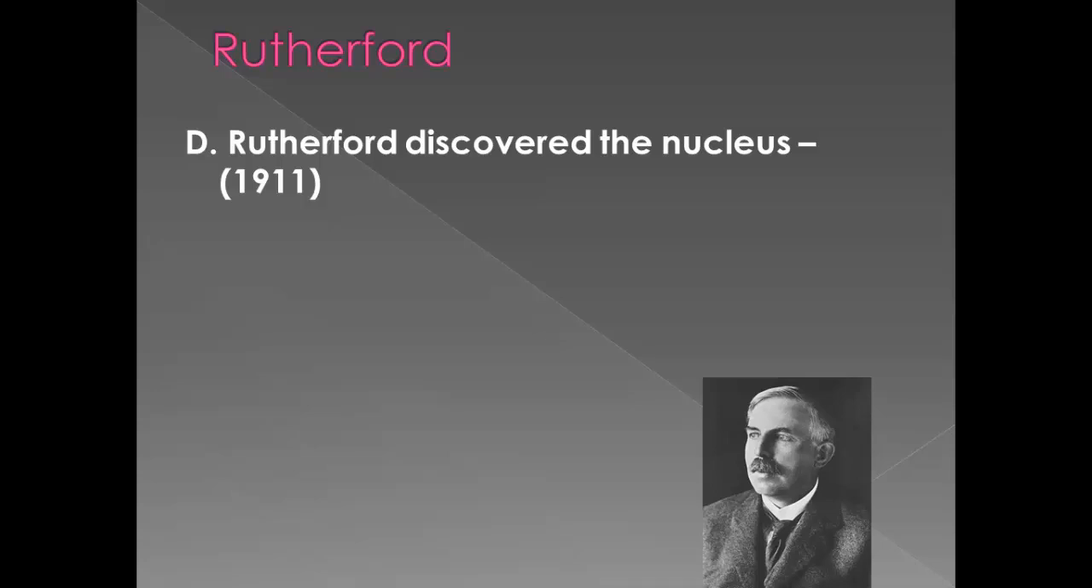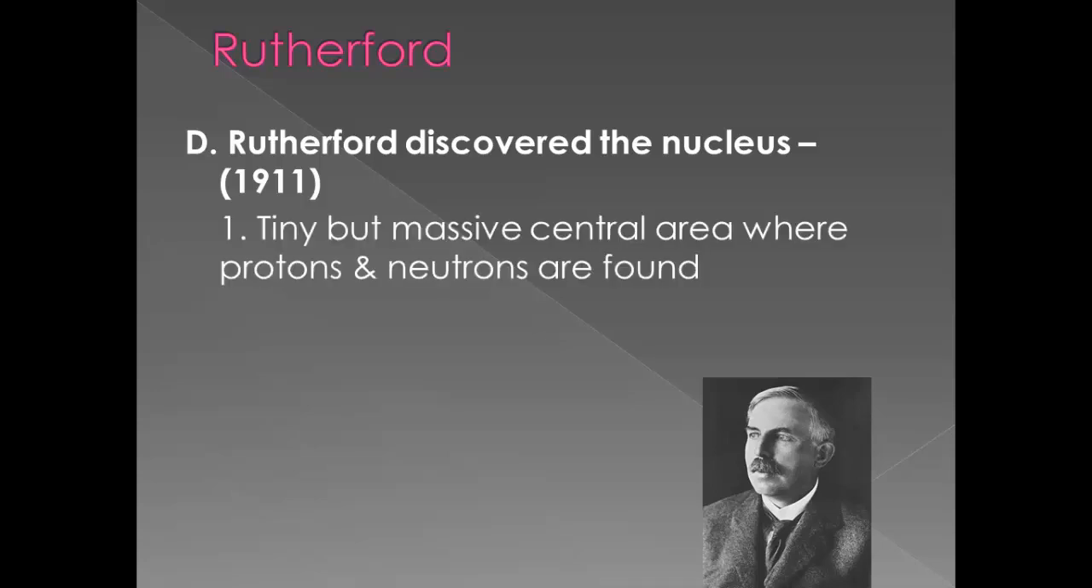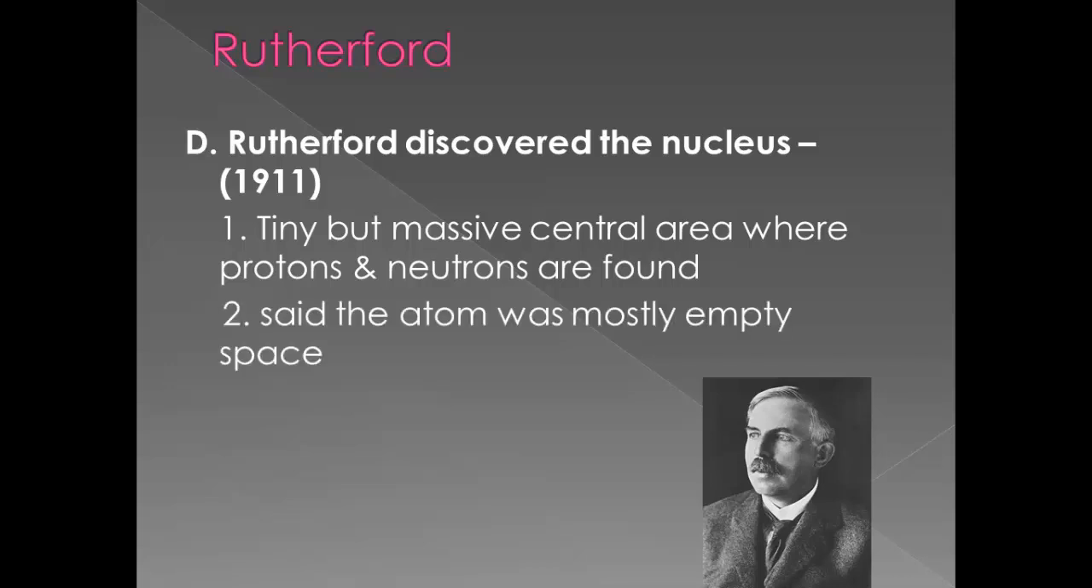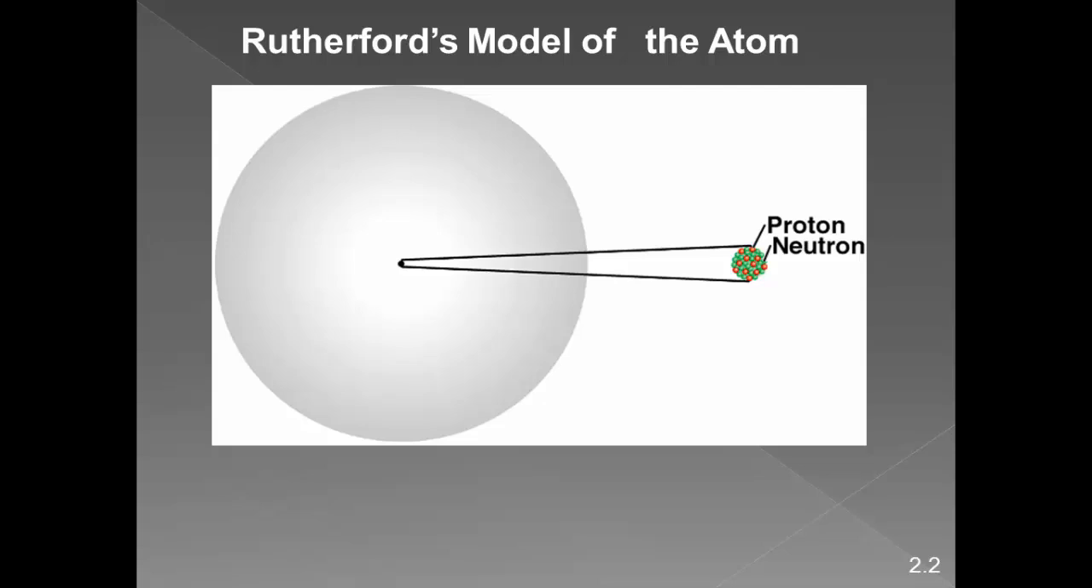Then along comes Rutherford, 1911, and Rutherford's the guy that discovered the nucleus. Remember, he used the famous gold foil experiment. He said the nucleus was the tiny but massive central area where the protons and the neutrons were found. And he said also that the atoms are mostly empty space. The main mass of the atom is the nucleus, but the volume of the atom is mostly empty space where the electrons are.